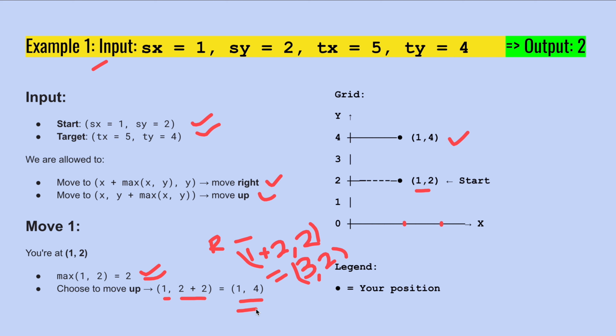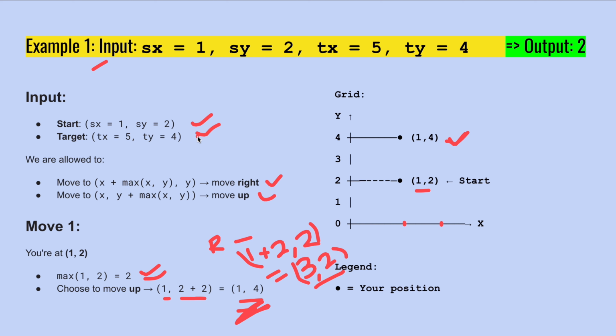and when we go for the up, we are getting 1 4. So which one is the closer to the target? Which one will you choose? You will choose 1 4 or 3 2. Obviously you will choose the closer one. So this is your closer one. Can we say that? And that is why we have chosen to reach 1 4.